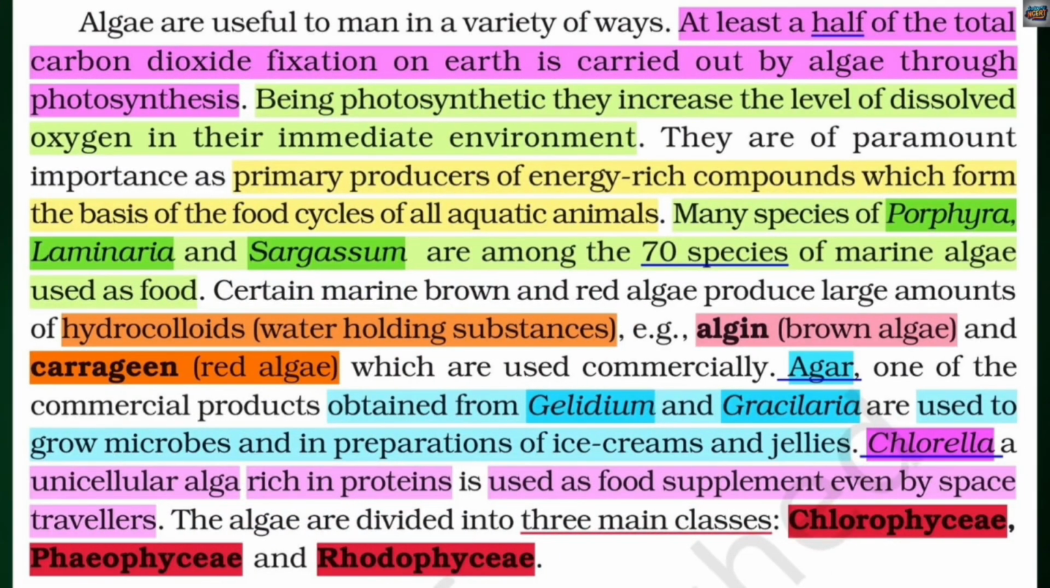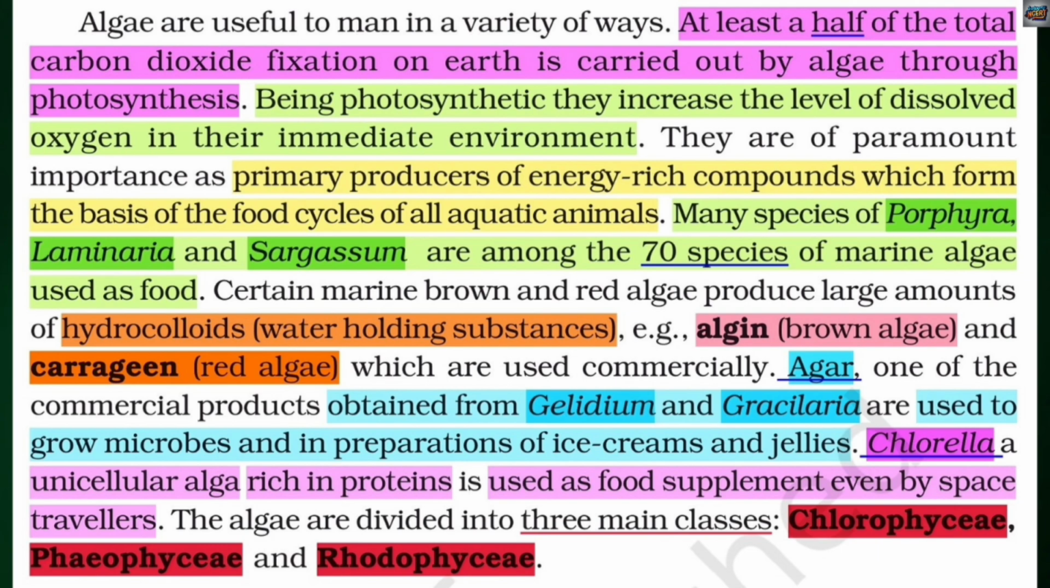Algae are useful to man in a variety of ways. At least a half of the total carbon dioxide fixation on Earth is carried out by algae through photosynthesis. Being photosynthetic, they increase the level of dissolved oxygen in their immediate environment. They are of paramount importance as primary producers of energy-rich compounds which form the basis of the food cycles of all aquatic animals. Many species of Porphyra, Laminaria, and Sargassum are among the 70 species of marine algae used as food.